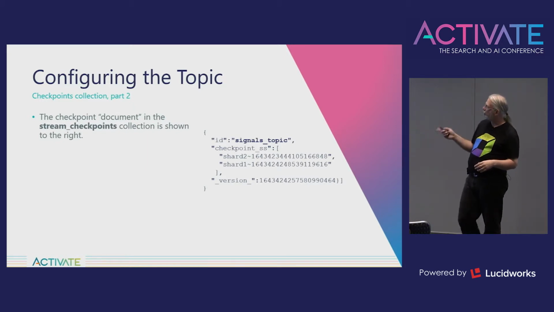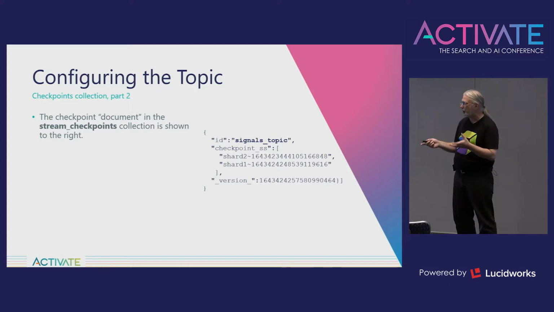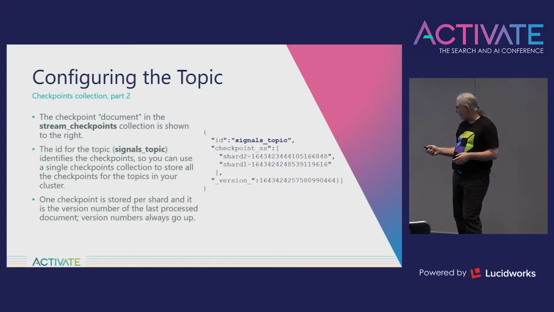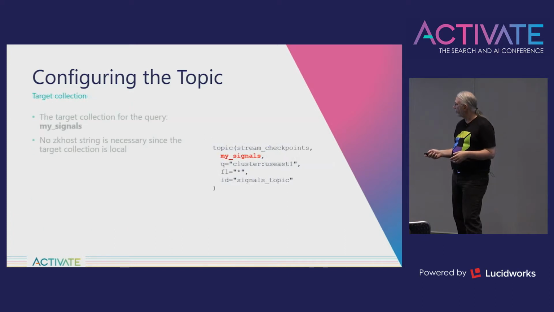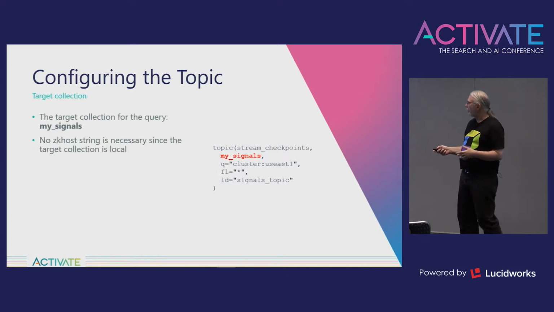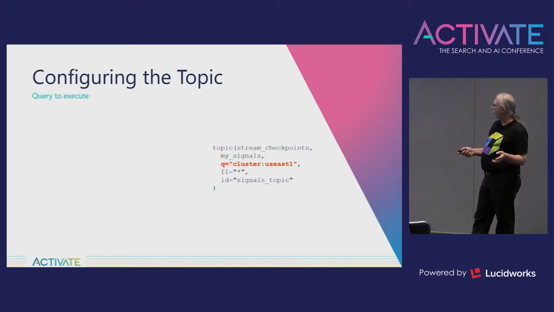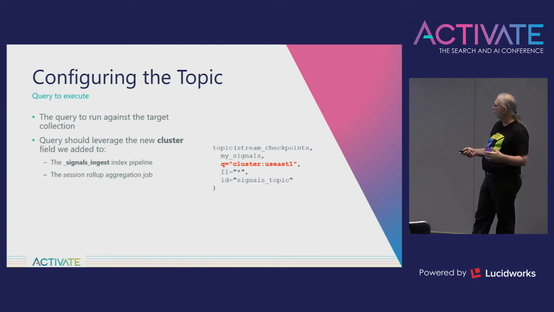This is an actual checkpoint document in that stream checkpoints collection. And we have that ID that I was talking about, that signals topic in bold up above. And it's going to store a checkpoint per each shard. Now I happen to have 2 shards in the signals collection, so I get 2 checkpoints. The version numbers, by the way, always go up. The signals collection, because it's a local request, there's no ZK host string. The cluster US East 1, this is the query that we're going to run against the collection.